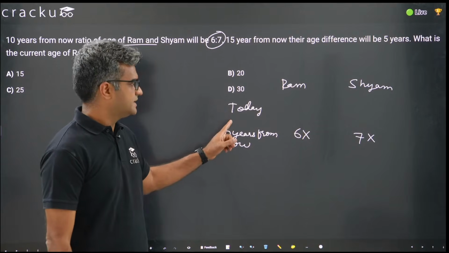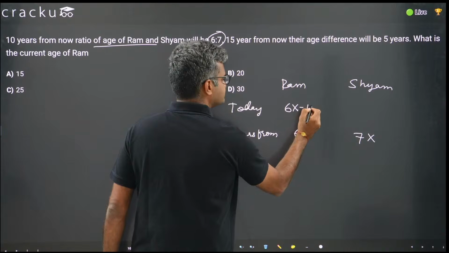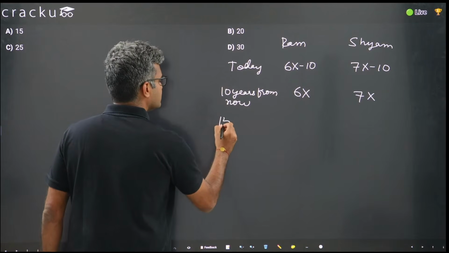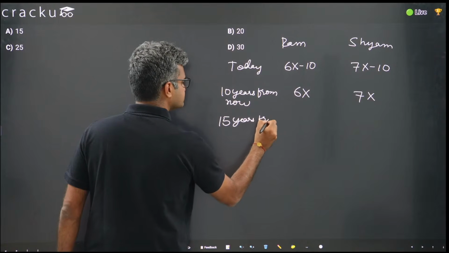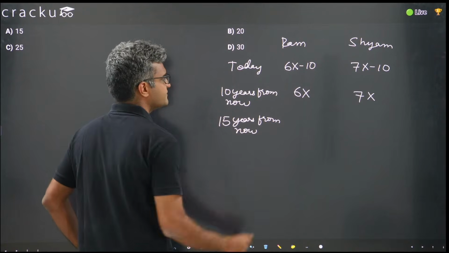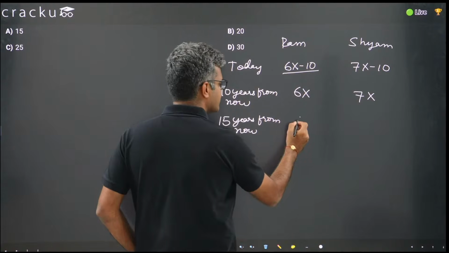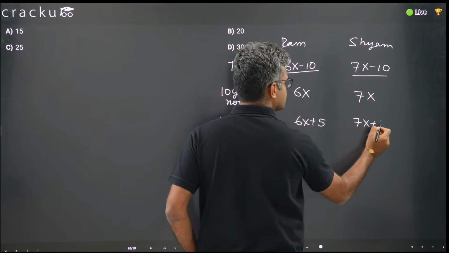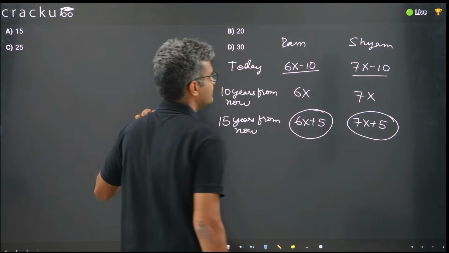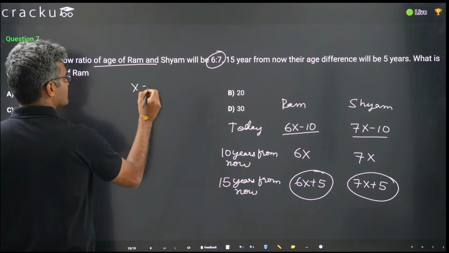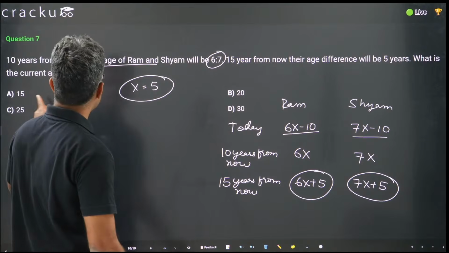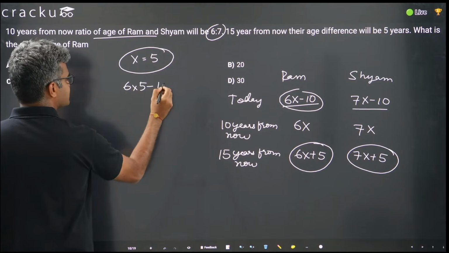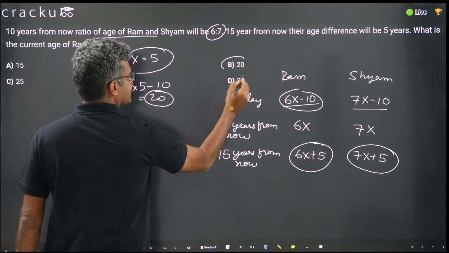So what is their age today? Their age today will be 6x minus 10 and 7x minus 10. And what is their age 15 years from now? Their age 15 years from now will be 6x minus 10 plus 15, which is 6x plus 5, and 7x minus 10 plus 15, which is 7x plus 5. The difference between these two, we are told, is equal to 5. So x essentially is equal to 5. What is the current age of Ram? The current age of Ram is 6x minus 10, which is 6 into 5 minus 10, which is equal to 20. So the age is 20.